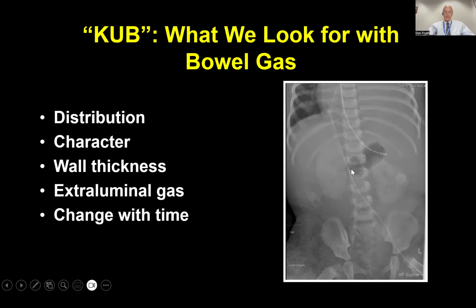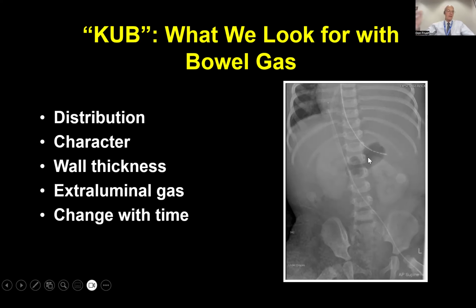Is gas within the bowel, the colon, the stomach, or the small bowel, or is it outside? The outside bowel gas things that we see are pneumatosis, portal venous gas, and pneumoperitoneum, and I'll show you some examples of those. And does the bowel gas change with time?